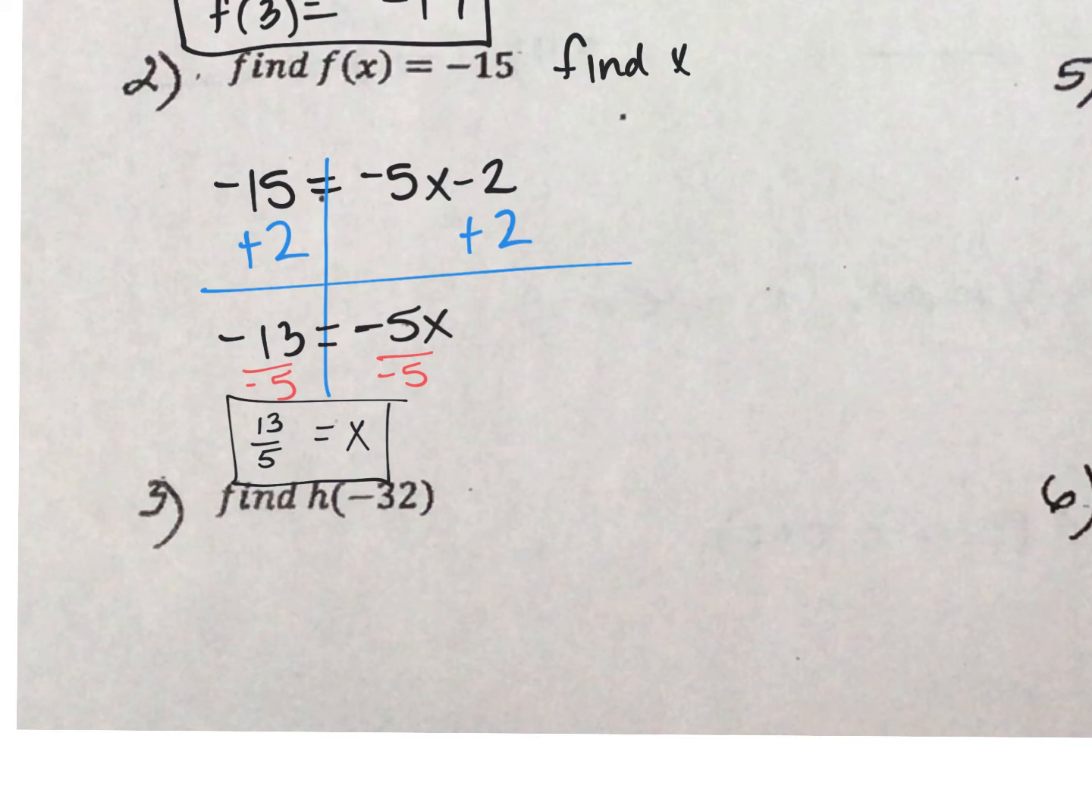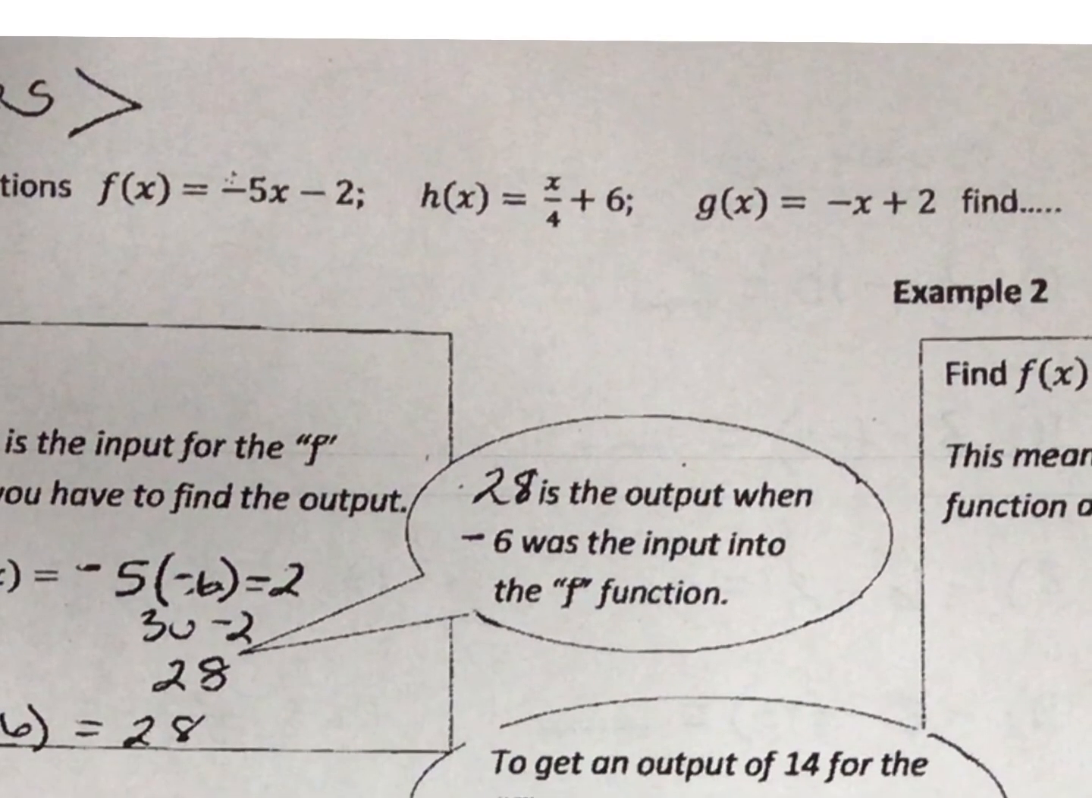Can somebody tell me what the function h is for number 3? It says find h of negative 32. What's h of x? X over 4 plus what? Plus 6. H of x is, what is the rule? Look at the very top of our paper here. All the way up. H of x is x over 4 plus 6.